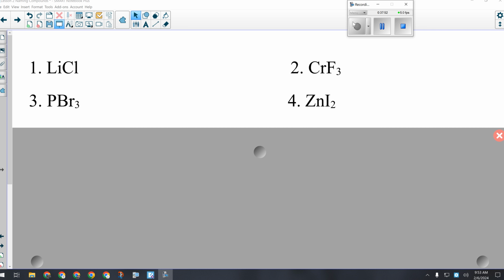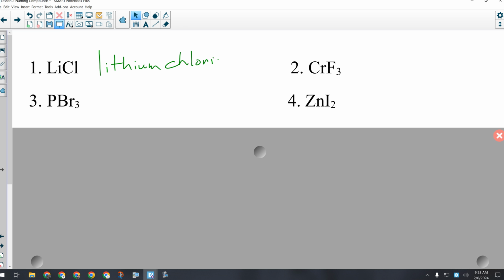All right, let's have a look at these 4 here. So number 1, is that ionic or molecular? It's ionic. Lithium is a metal. If it starts with a metal, it's ionic. So I'm going to follow the ionic naming rules. I'm going to write the name of the metal, lithium, and then the name of the nonmetal, ending in ide. That is simply lithium chloride. I don't need a Roman numeral on that one because lithium is only ever a +1.